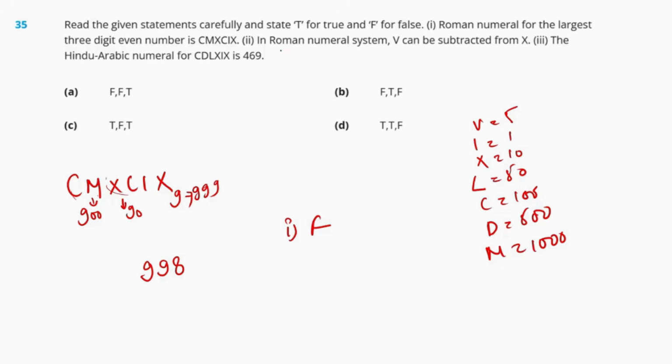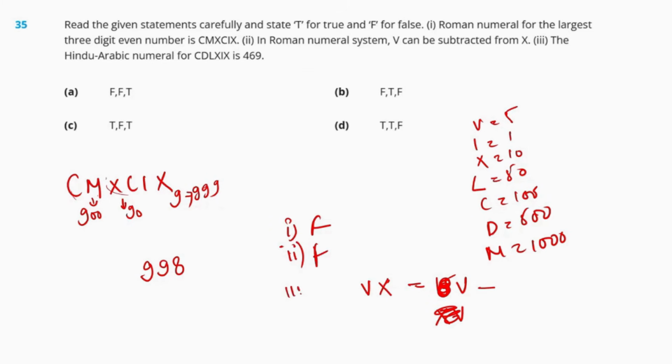Now next is, in Roman numeral system, V can be subtracted from 10. To subtract V from X, how will we write it? We will write it as this, and the value for this should be 5, right? Because 10 minus 5 will be 5. But is it how we write 5? No, right? So this is simply wrong. So the second one is also false.